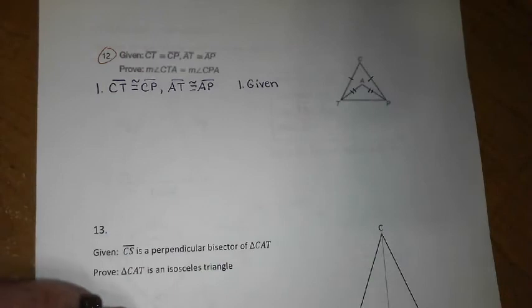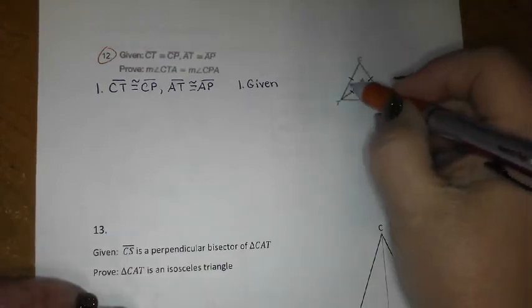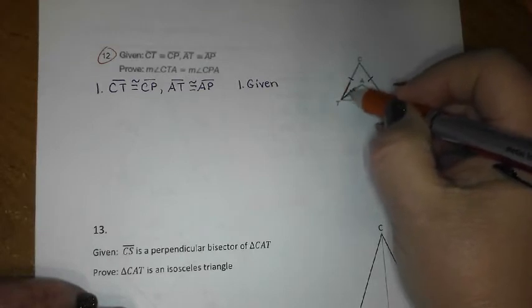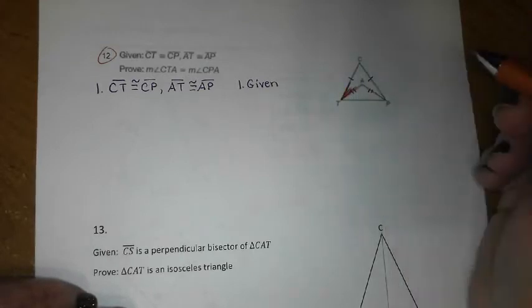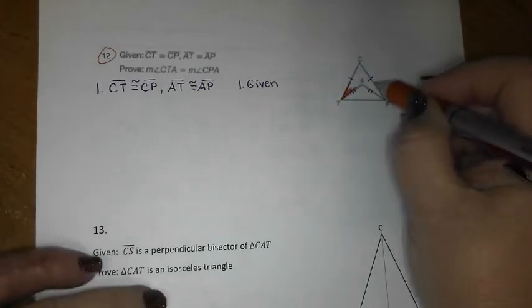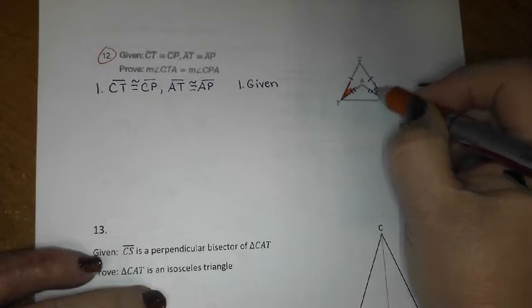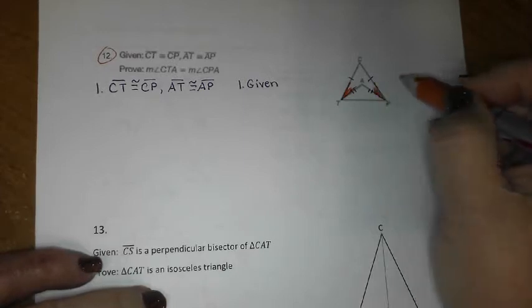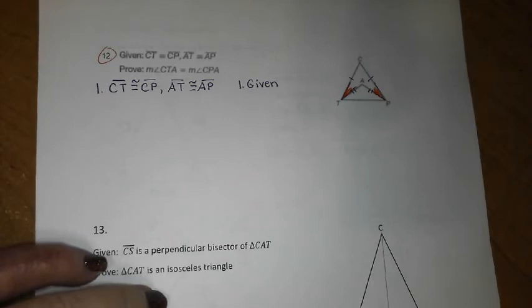Now let's look at what they want us to prove. They want us to prove that angle CTA, so this little part right here, is congruent to angle CPA, this little part right here. So that seems like kind of an interesting request.